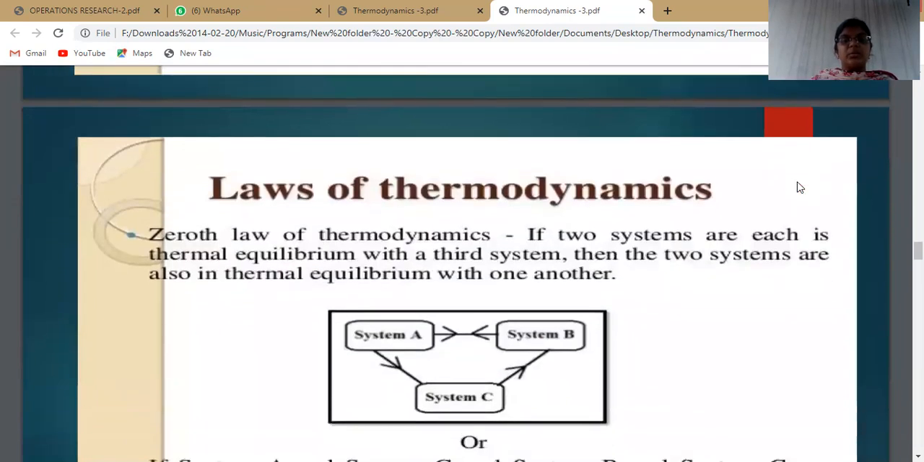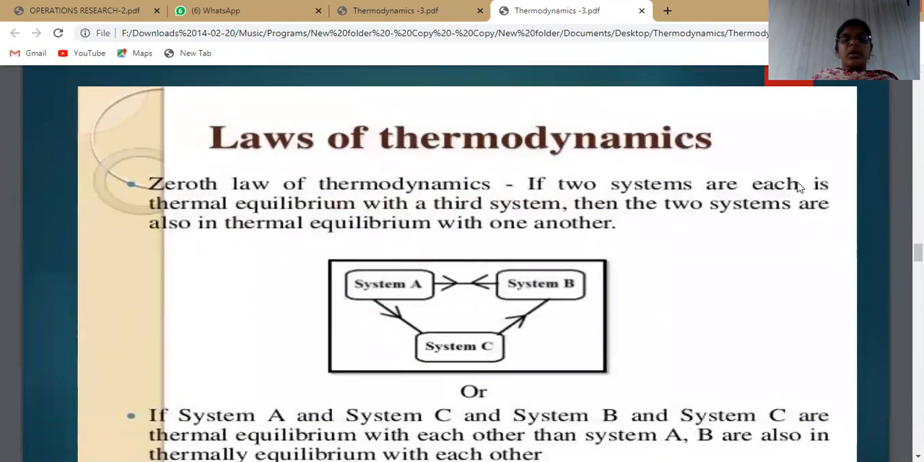Next, the laws of thermodynamics. We have the zeroth law, first law, second law, and third law. But in this first unit, we study only the zeroth law of thermodynamics. What is the zeroth law of thermodynamics? Especially, it tells us about temperature measurement.